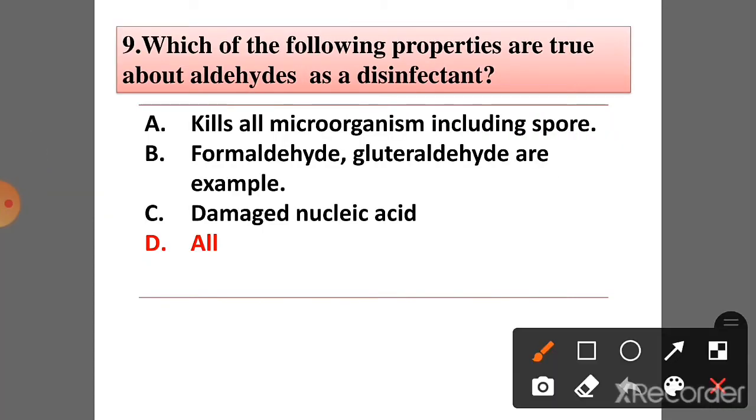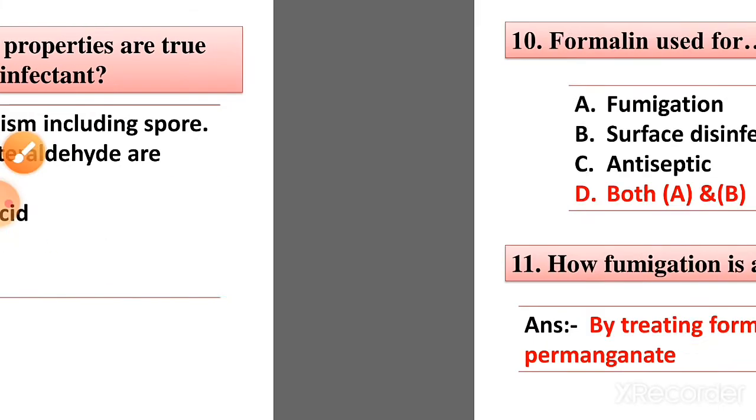Question 9. Which of the following properties are true about aldehyde as a disinfectant? Option D, all. Kill all microorganisms including spore. Formaldehyde and glutaraldehyde are example, and damage nucleic acid are the properties of aldehyde as a disinfectant.